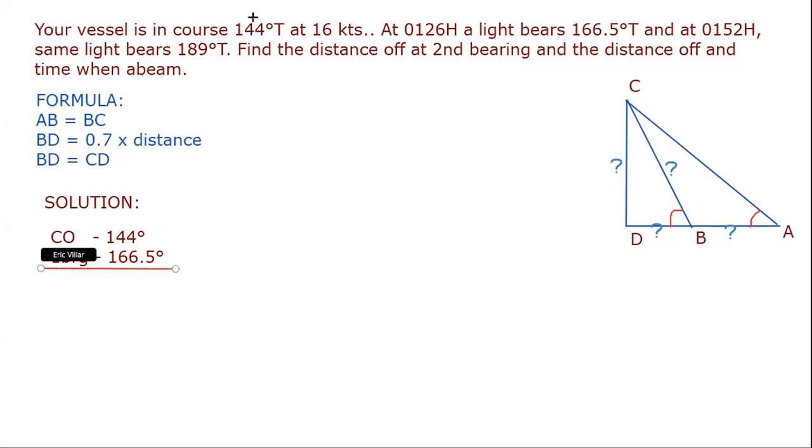Okay? So, hanapin natin dito yung angle A. Pagka angle ang hinahanap, syempre yung first bearing kasi ito yung first bearing mo, di ba? Angle A. First bearing is, anong sagot? 166 minus 144 is equals to 22.5 degrees.